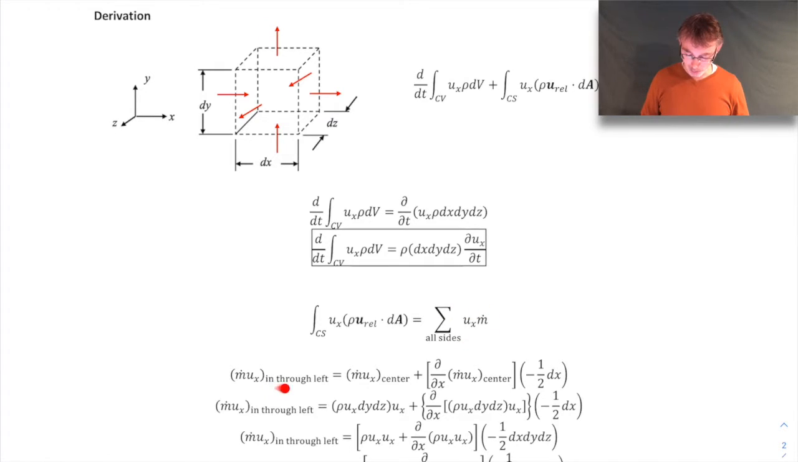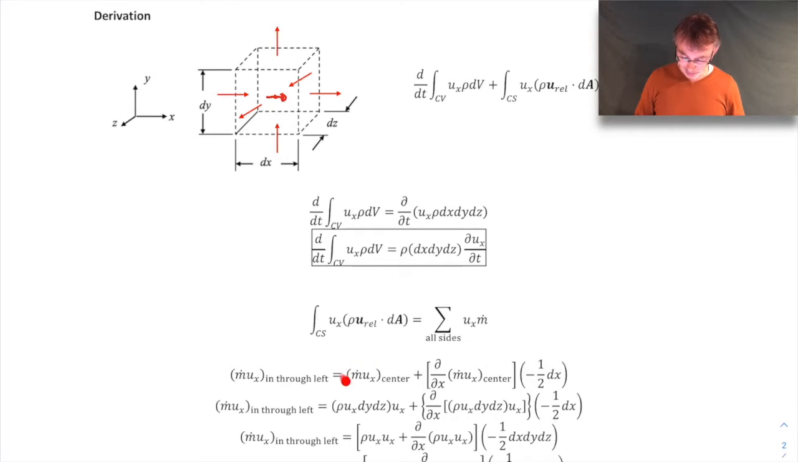So what we're going to do is focus first on in through the left. So there's my mass flow rate. There's my ux right there. And the way we're going to write this is we're going to use this Taylor series expansion idea that we talked about very early in the course. We're going to say that the mass flow rate times the x velocity at the center, so right here, we will start from that point, and then by starting there, we'll move off to the left and see how that momentum flux changes.